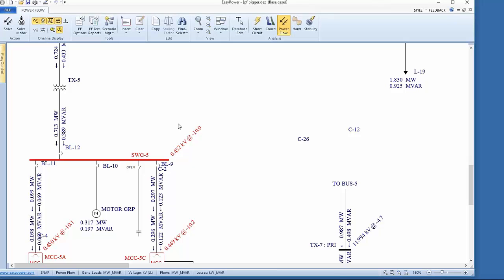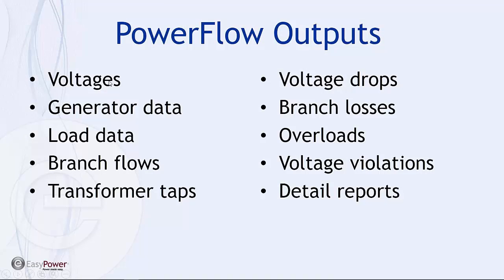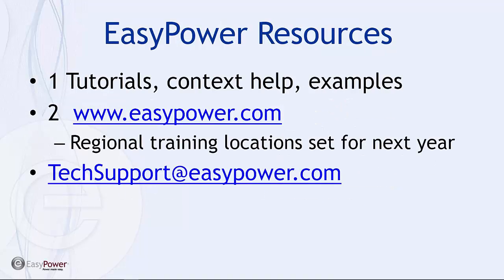All right, so at this point, we've covered all of our outputs. We've covered all of the data points I wanted to cover, and we've indicated how we can optimize, or at least the opportunity to analyze voltages, generator data, load data, branch flows, transformers, the drops, the losses, and how to generate reports and make adjustments. So I think that pretty much caps what I was trying to present.